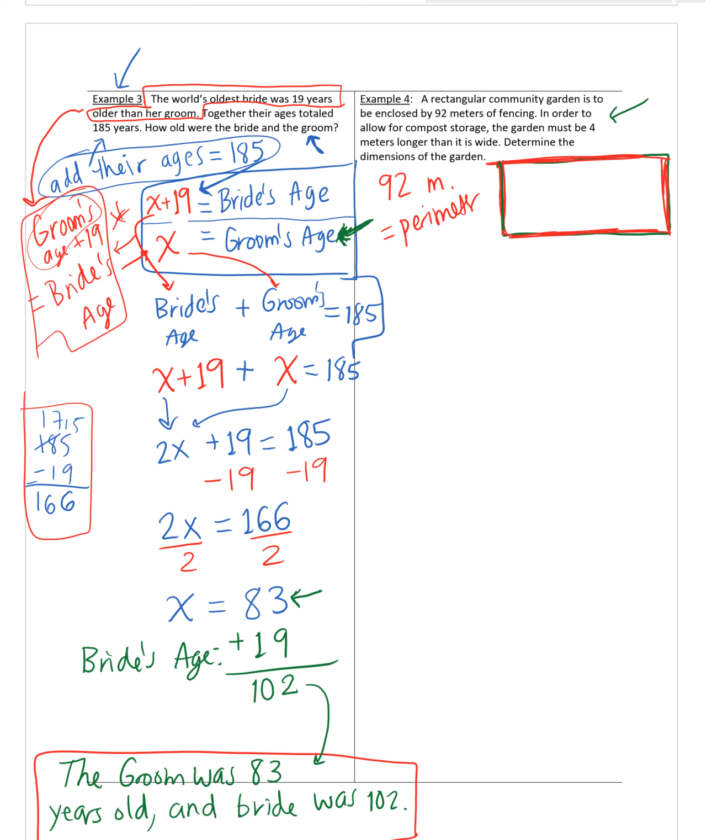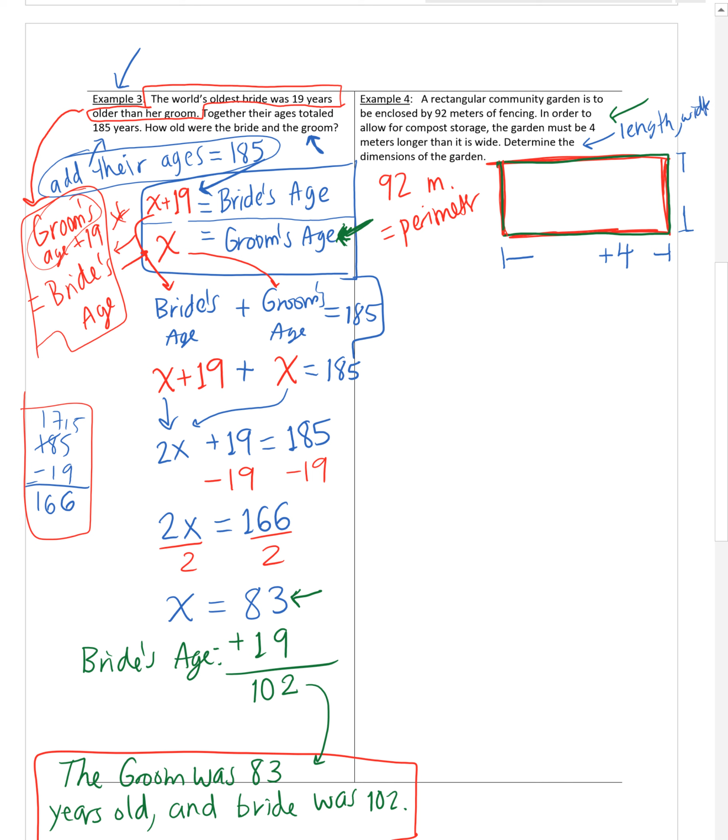What else? They say, in order to allow for compost storage, the garden must be 4 meters longer than it is wide. So I guess we're saying, let's say this side is the length. It's 4 meters longer than the width, which I guess is this. And since those are the things we don't know, and I think that's what they're asking for, when they say, what are the dimensions, that means they're asking for the length and the width.